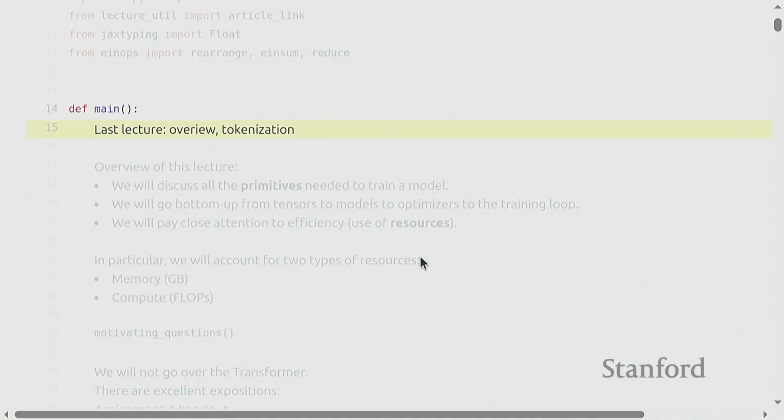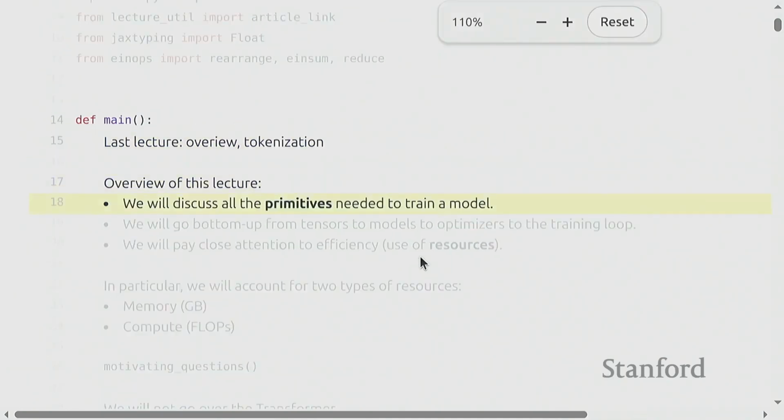Okay, so last lecture, I gave an overview of language models and what it means to build them from scratch and why we want to do that. I also talked about tokenization, which is going to be the first half of the first assignment. Today's lecture will be going through actually building a model.